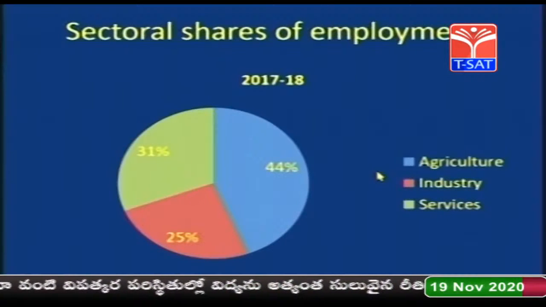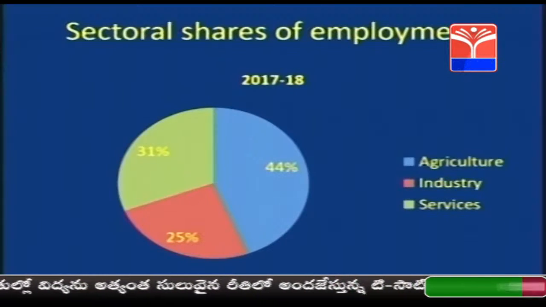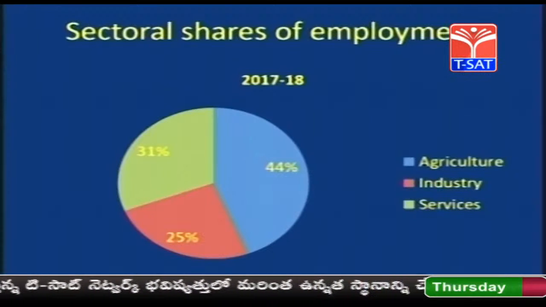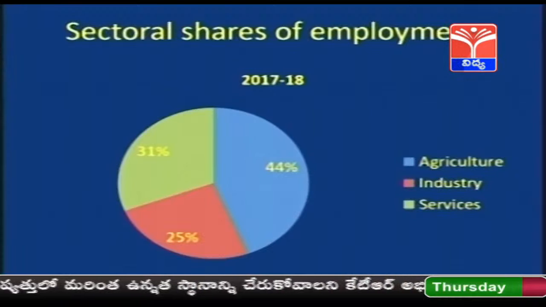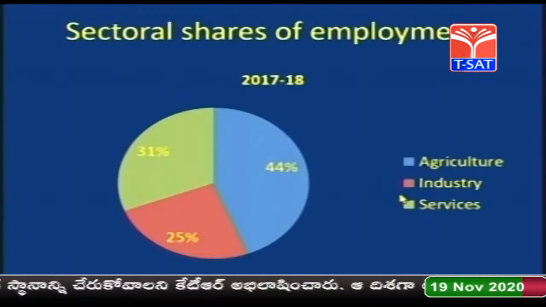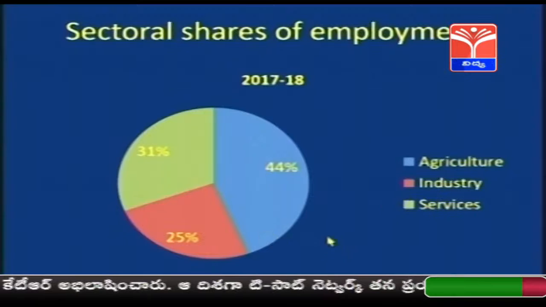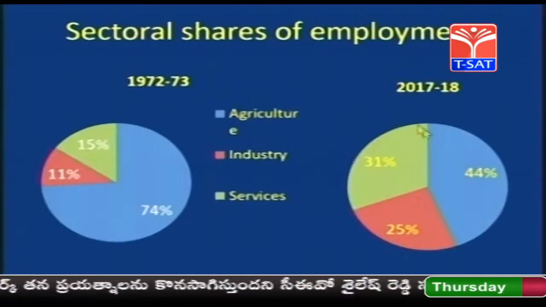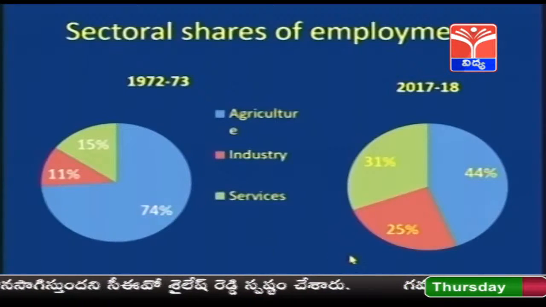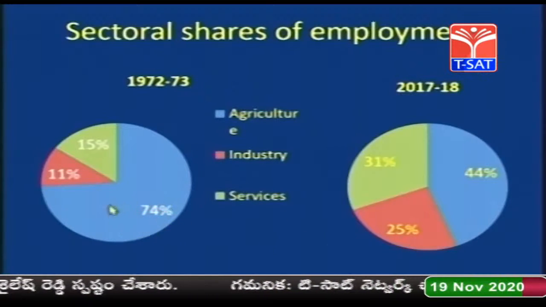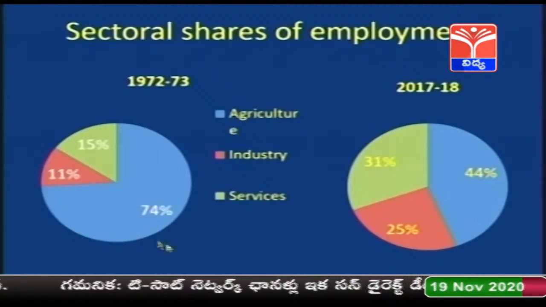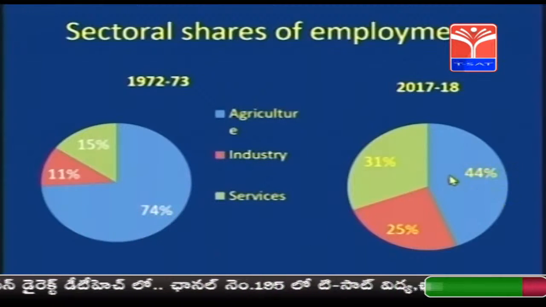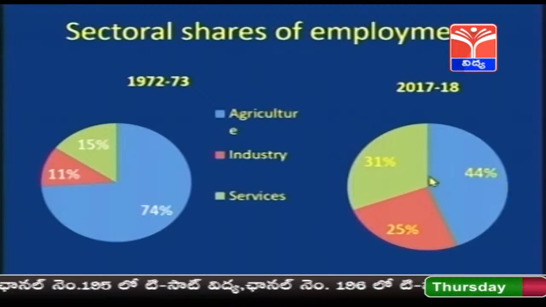Again, coming to 2017-18, the agriculture share is only 44%. That means from 74% in 1972-73, it has come down to 44%. Now industries 25%, service sector 31% of the share of employment. When comparing the two years side by side, agriculture's share of employment declined from 74% to 44% in 2017-18.